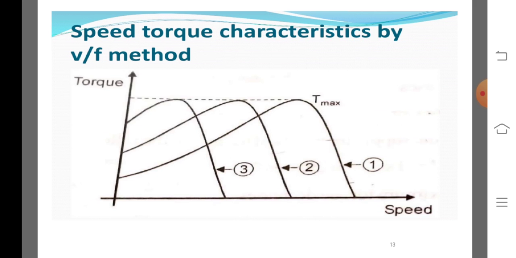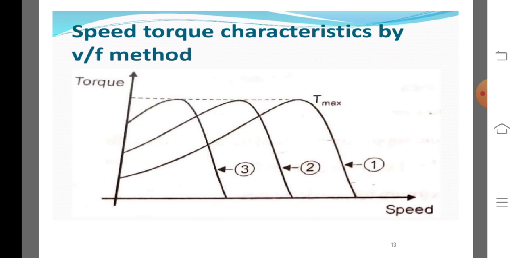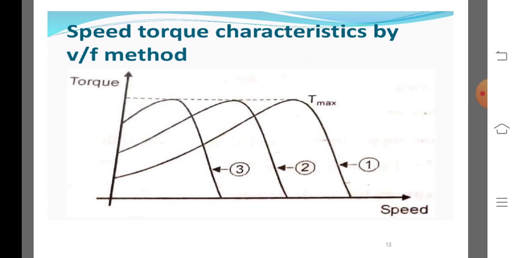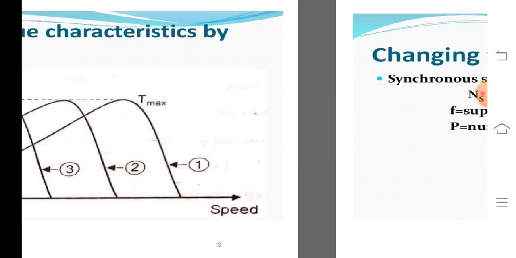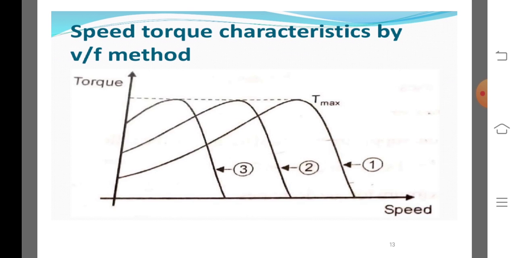This is the torque and speed chart for the fixed voltage by frequency ratio. Torque should be constant by keeping a fixed V by F ratio. The relation between maximum torque and V by F is T max equal to K into (V by F) whole square. From this equation, if V by F is maintained constant, T max also remains constant, and the air gap flux is also constant.